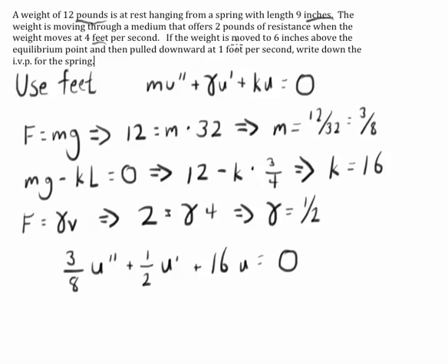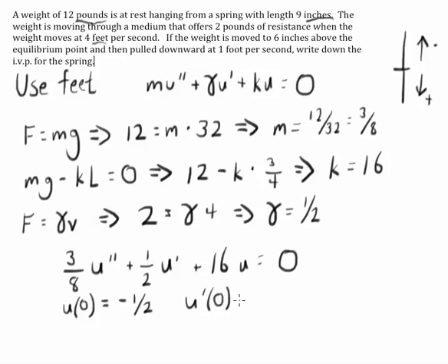Cool. We also have a couple of pieces of information here that are helpful for initial conditions. The weight is moved above the equilibrium point. Just as a reminder that when we do this, if this is the equilibrium point, we're going to count this direction as positive and that direction as negative. So when we say 6 inches above the equilibrium point, that is up here, we're going to say that u at 0 is going to be negative because we're above, and 1/2 because 6 inches is half a foot.